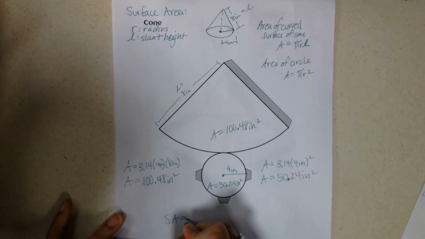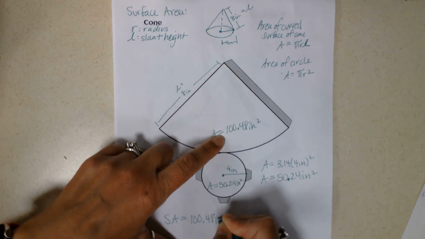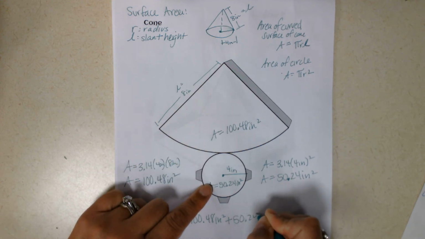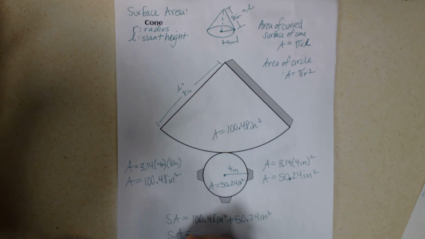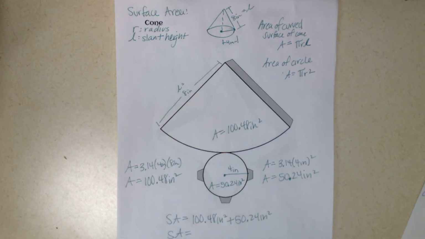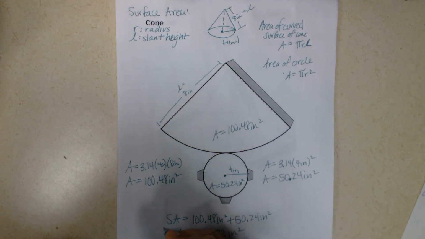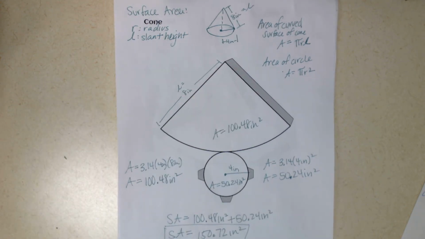Now we can find surface area really easy. We can say, okay, we have 100.48 inches squared for that curved surface of a cone. We have 50.24 inches squared for that circle. Adding them together, we are going to get 150.72 inches squared for our surface area. There we go. Excellent. Any questions?